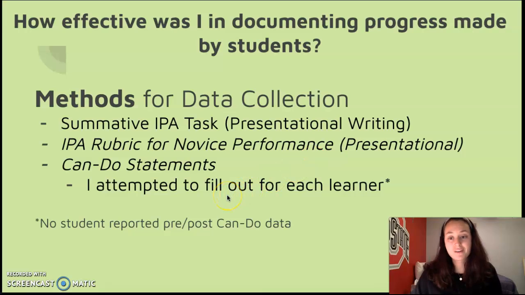However, it should be noted that there was no formal pre-assessment and the learners were not able to fill out the post-can-do statements themselves. Thus, I attempted to fill out the can-do statements for each learner, but opted not to include them in their final score for reasons I will discuss in the conclusion.